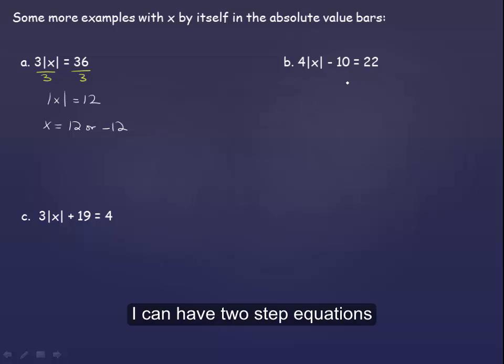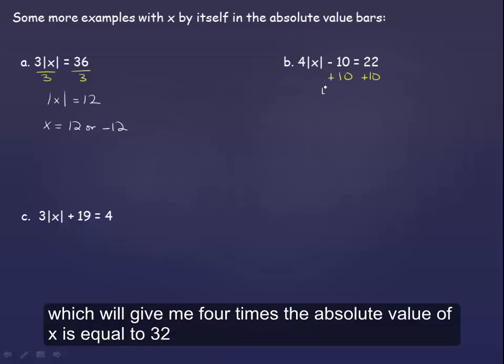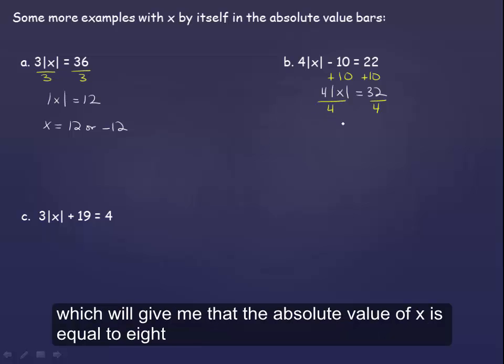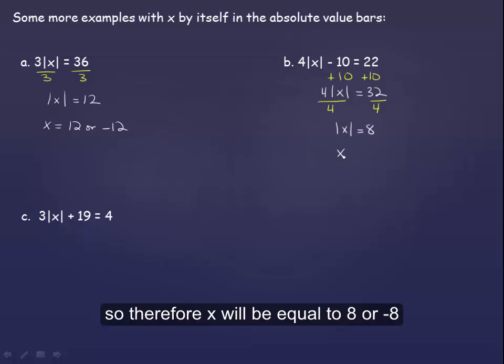I can have a two-step equation. I'll add 10 to both sides first, which will give me 4 times the absolute value of x is equal to 32. I will then divide both sides by 4, which will give me that the absolute value of x is equal to 8. So therefore x will be equal to 8 or negative 8.